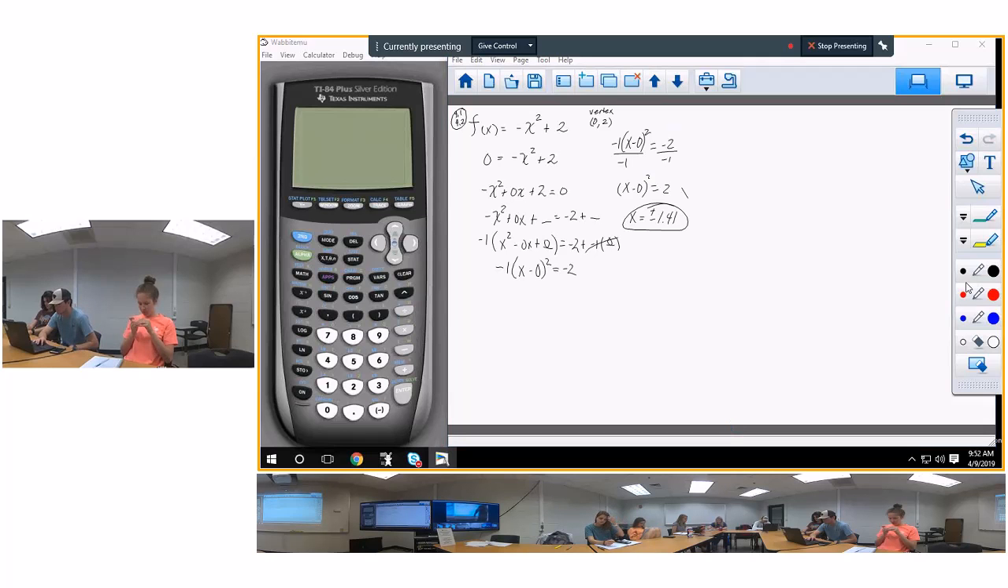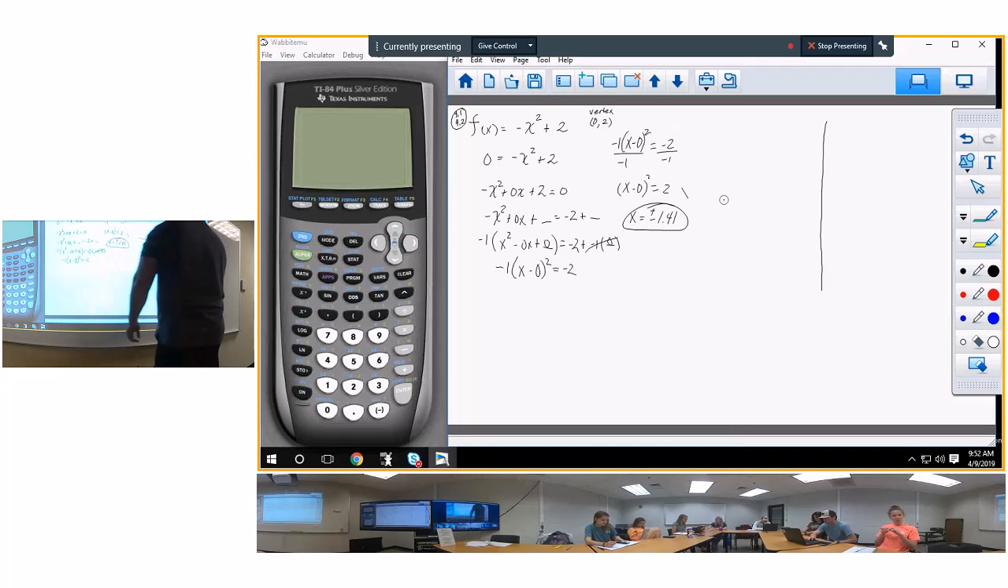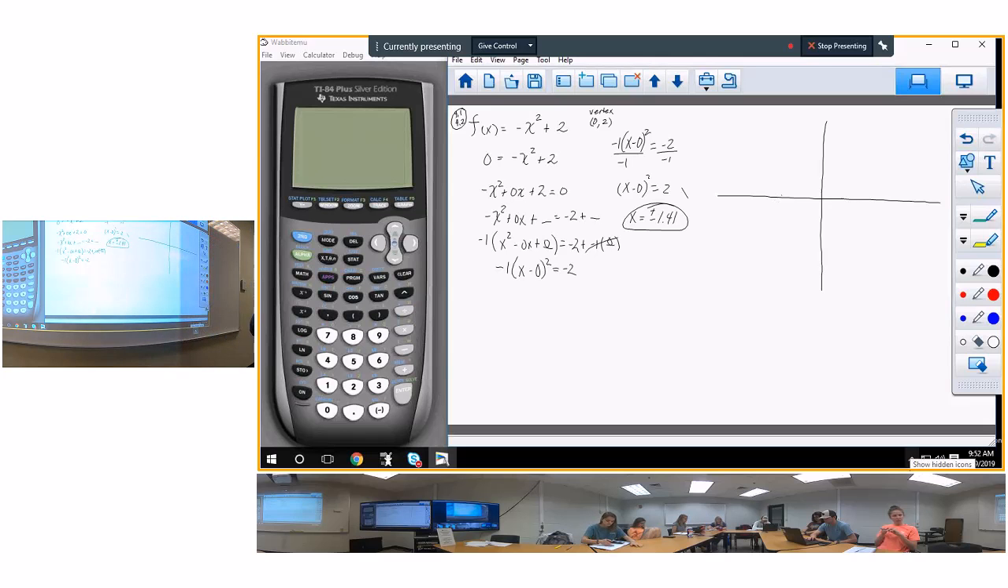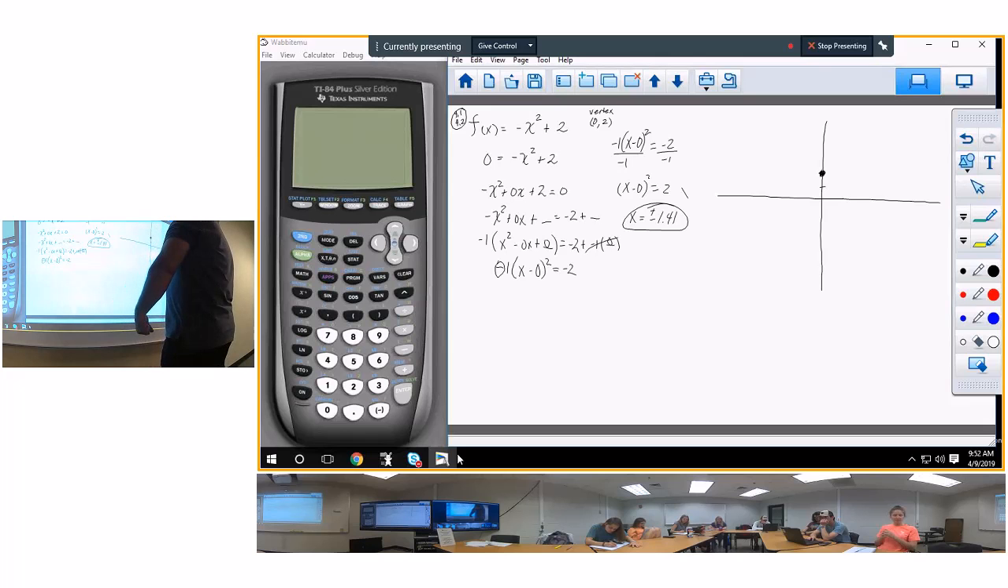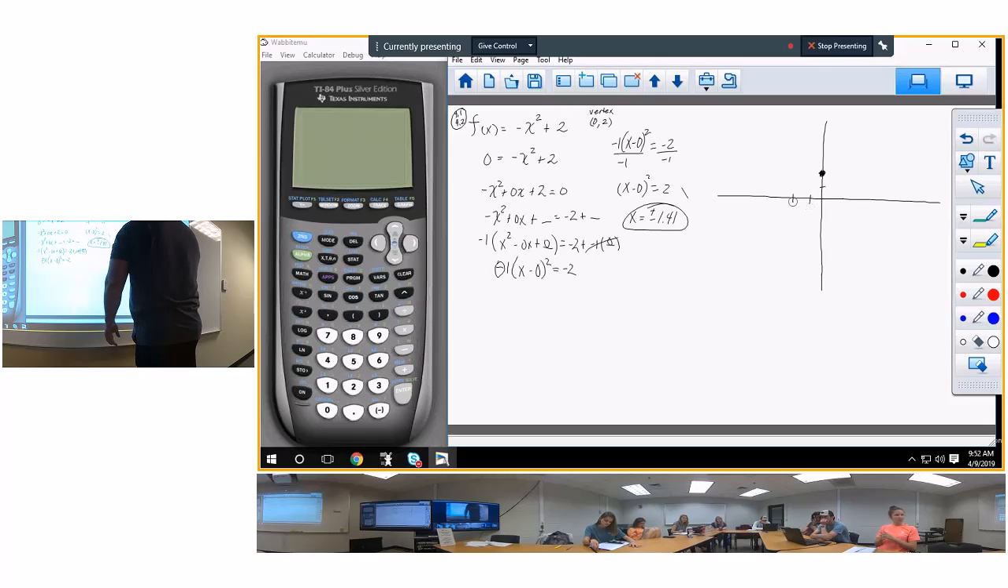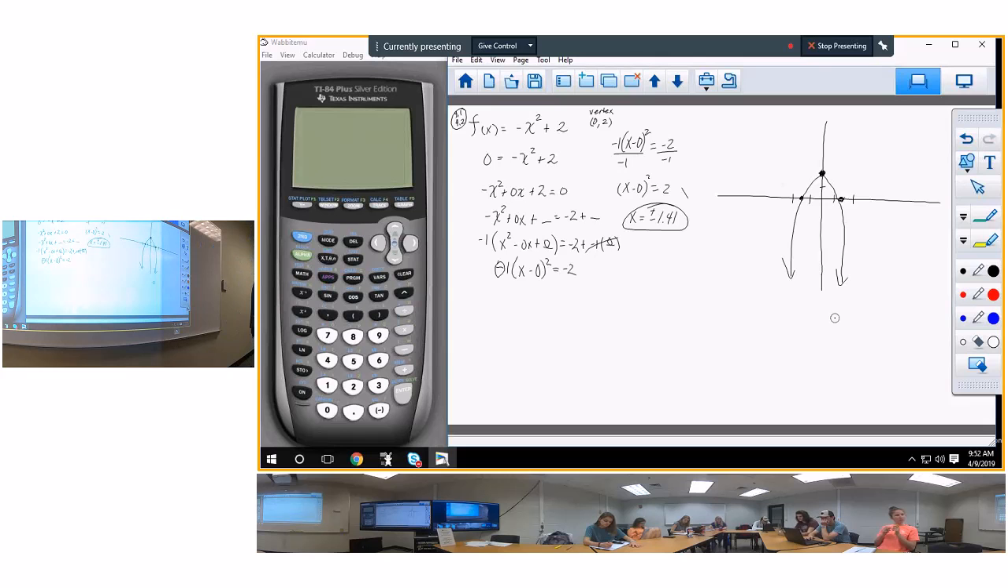All right, so we've got a graph, and it looks like our vertex is 0, 2, and our y-intercept is 0, 2, so that's the same point. We know that it's open in which way? Down. Down, and 1.41 and 1.41. So it looks like that. And everybody feels good about themselves?